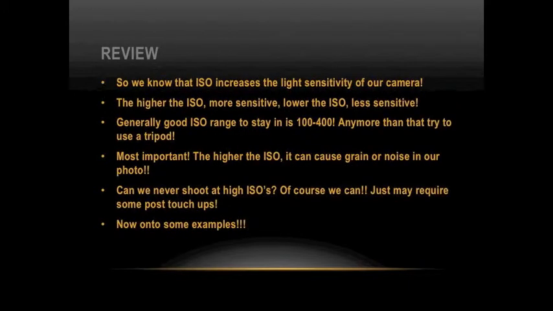Okay, review time. So we know the ISO increases the light sensitivity of our camera. The higher the ISO, the more sensitive. The lower the ISO, the less sensitive. Pretty simple. Generally, a good ISO range to stay in is 100 to 400. Any more than that, I would say use a tripod. That doesn't mean that you can't go over ISO 400. Most important, the higher the ISO, it can cause grain or noise in a photo. But we can still shoot at higher ISOs because it's a quick touch up in post. I would generally say don't go over ISO 1000, but again, that's just my opinion.